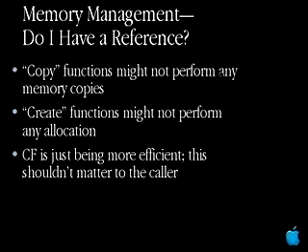There's something important to keep in mind here. We are simply using copy and create as a way of telling you, the developer, whether or not you've got a reference. There may be some optimizations going on in the back, particularly in the case of immutable objects. So even though you've received a reference, copy may not actually do any memory copying, and likewise, create may not do any allocation. CF is simply being more efficient, and it shouldn't matter to you.